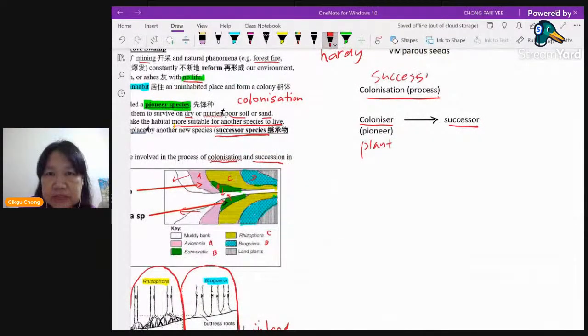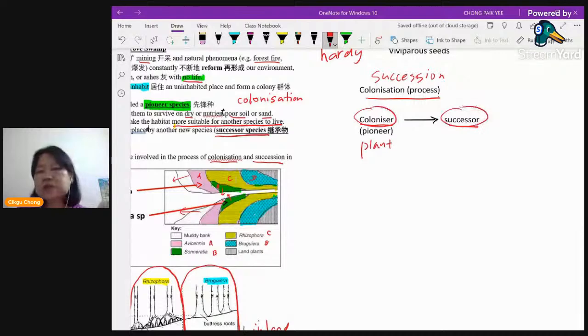Colonization is the process of taking over the place for the first time. Succession is taking over the place by taking over another species. That means you push another species away. That is called succession. So these two are processes. Colonizer is the first plant that comes and stays there. Successor is the next plant that takes over the plant. And subsequently, it is also called successor.